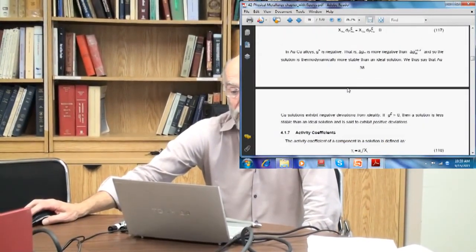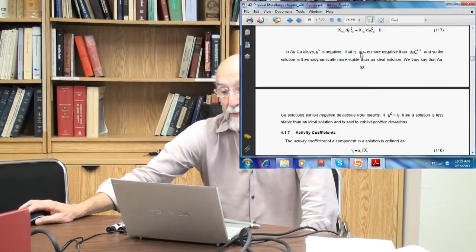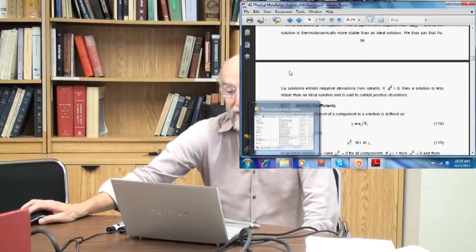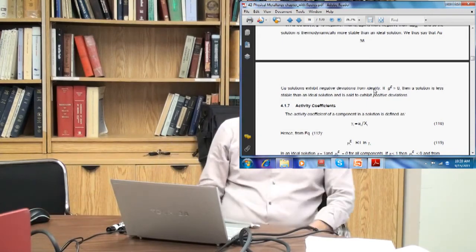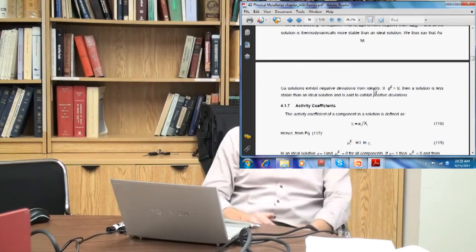In actual gold copper alloys, G excess is slightly negative, so the Gibbs energy is more negative than the ideal, and so the solution is more stable than an ideal solution, and then we say that the solutions exhibit negative deviations from ideality. If G excess is positive, then we say the solution exhibits positive deviations from ideality.